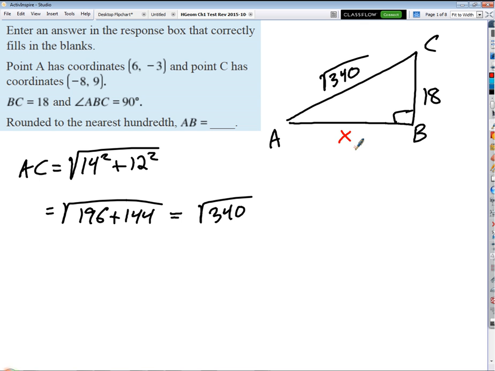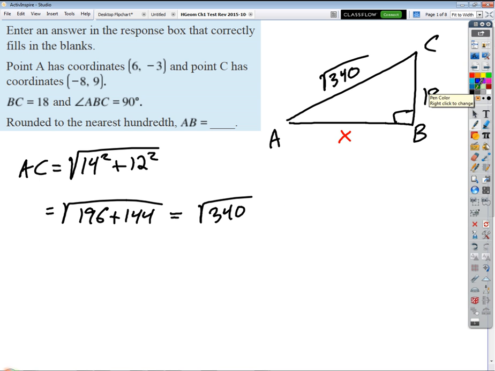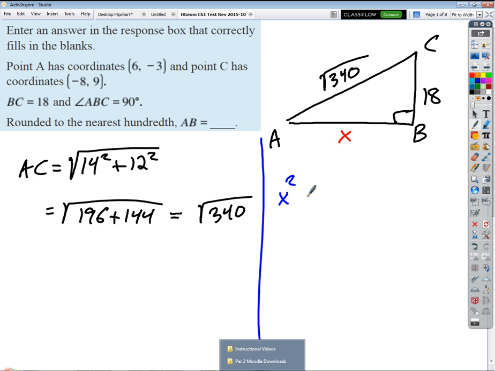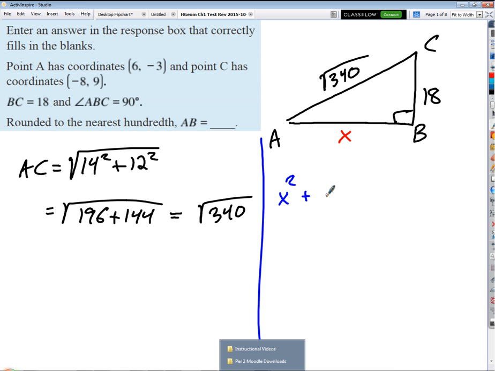Everybody agree? Okay, so how can I set up an equation to solve for AB, or we'll just call it x? Pythagorean theorem, sure. I know that x squared plus 18 squared must equal the square root of 340 squared, right? Or in other words, we get x squared plus 18 squared, what is that? Is that 324? Yeah. Okay. Equals, what's the square root of 340 squared? 340.